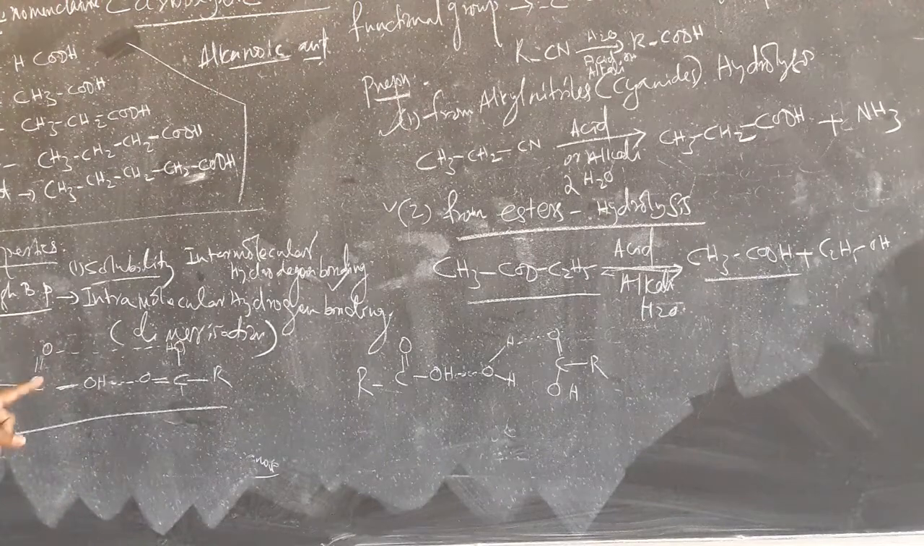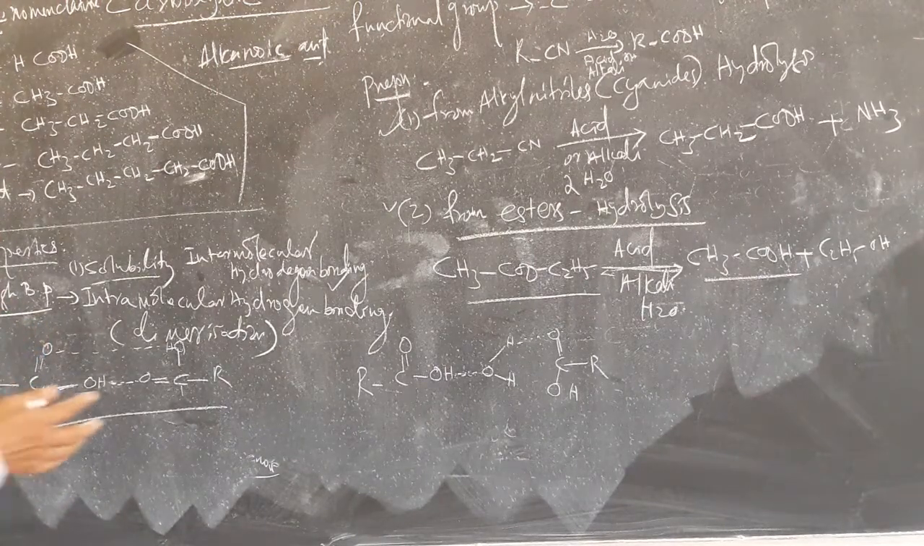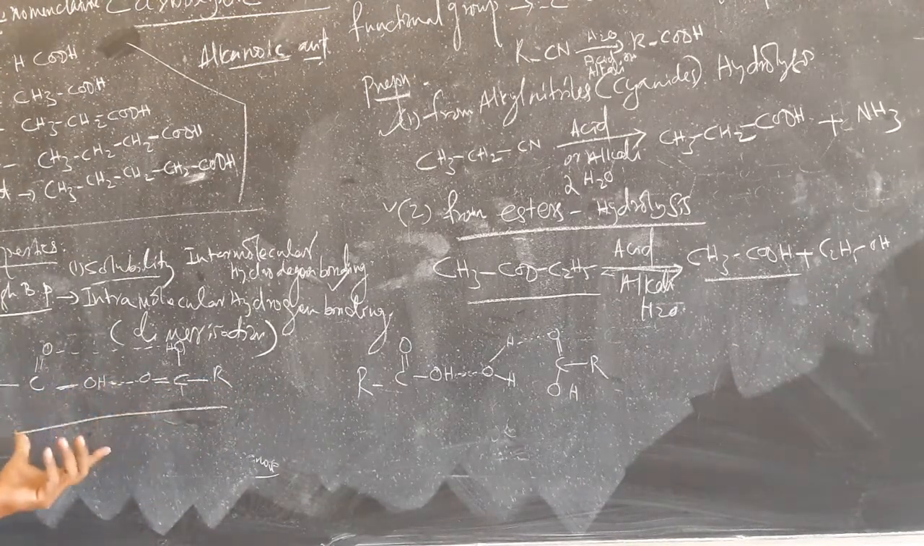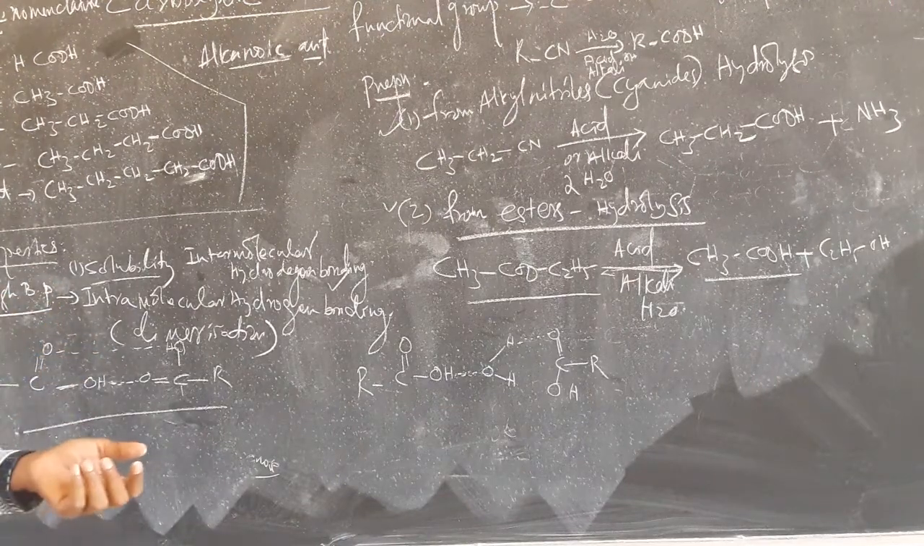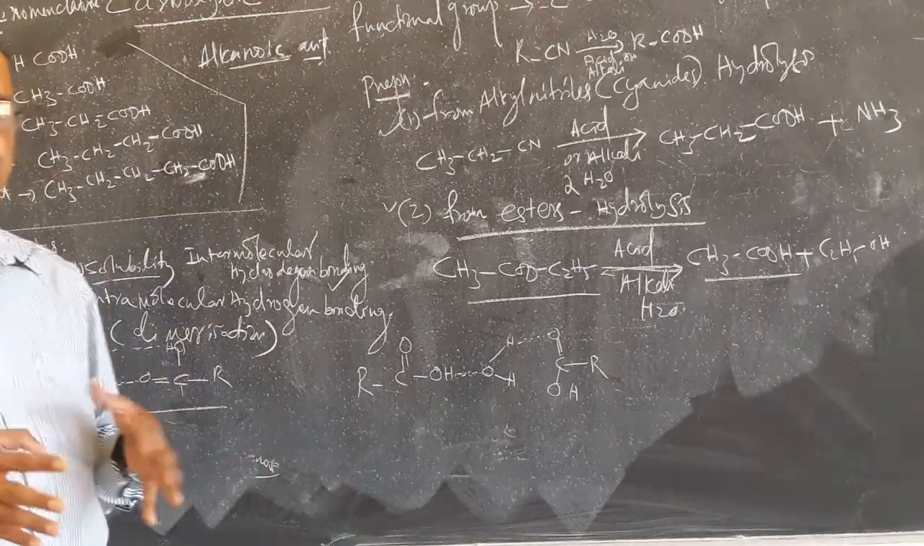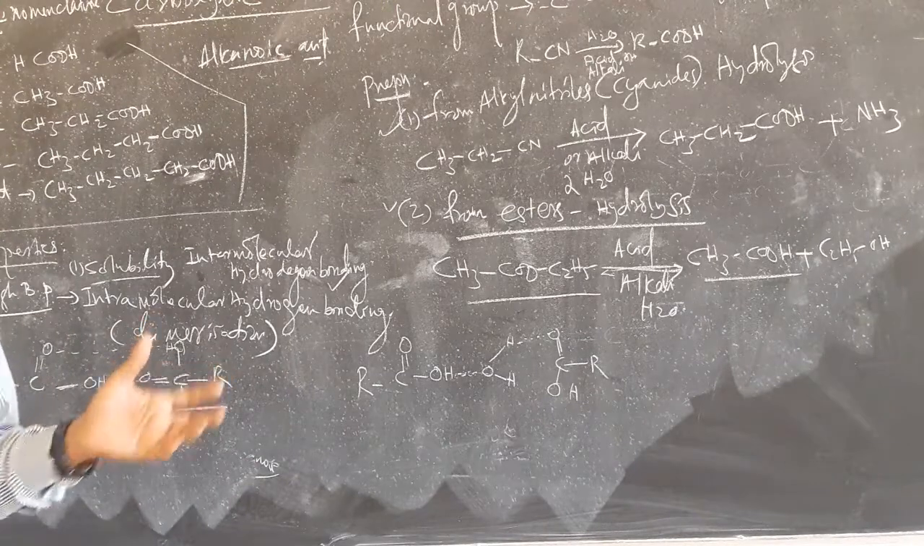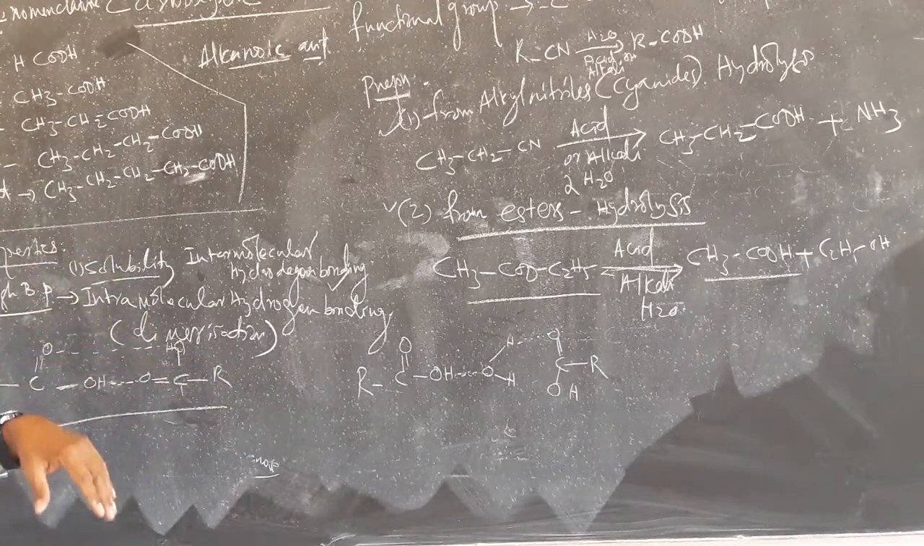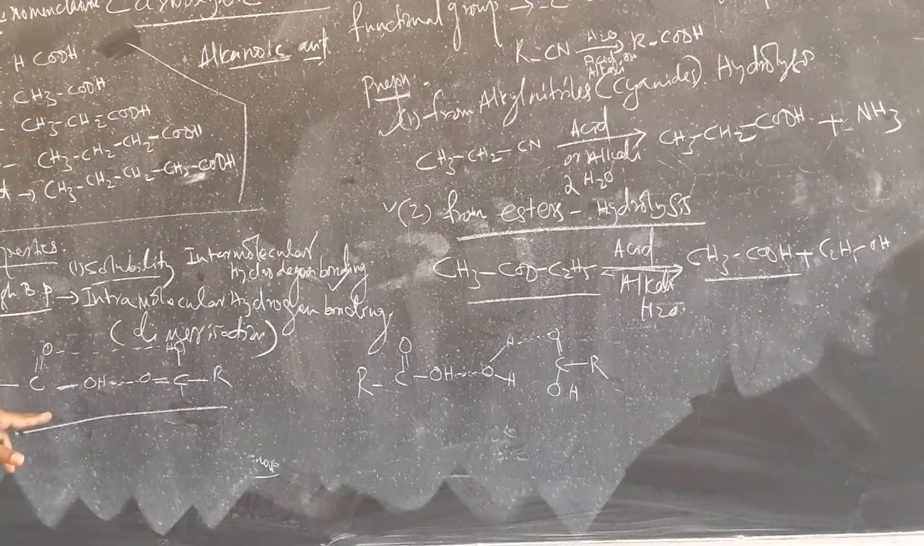This is because of dimerization, because two molecules are combined together to form a single unit. That is known as dimerization. Because of the dimerization, it will have a higher boiling point. More energy must be given to separate the molecules. That's why a high boiling point is reported for the carboxylic acids.